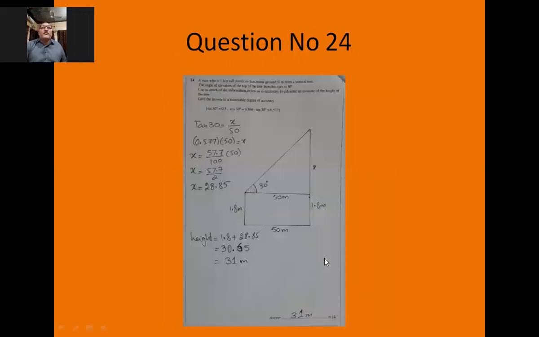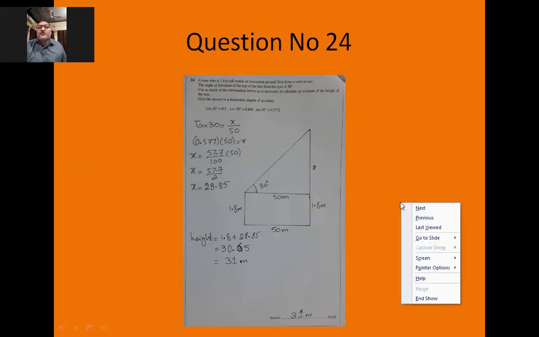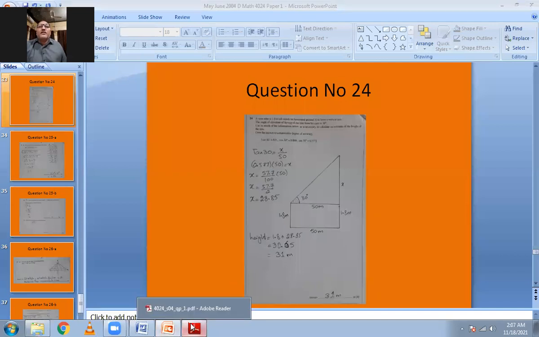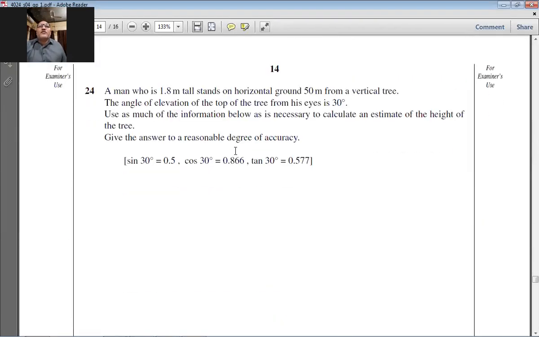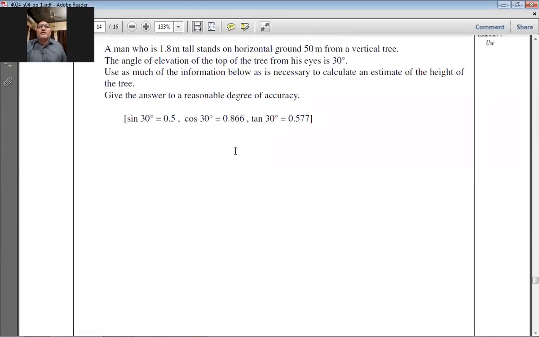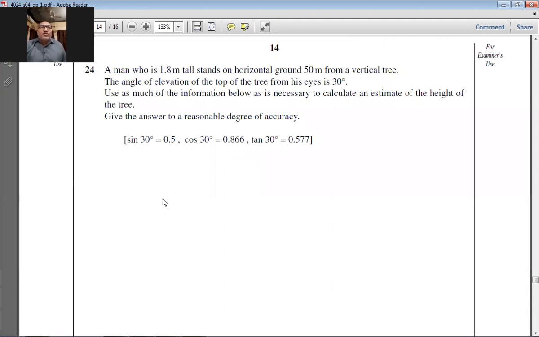Okay, so we are moving to the next question. The next question is question number 24. Let me show you from the question paper, so you can have a good look at the question. That's question number 24. A man who is 1.8 meter tall stands on horizontal ground.